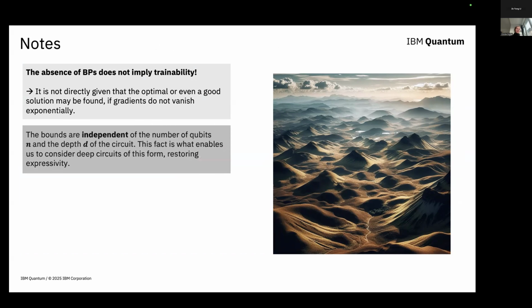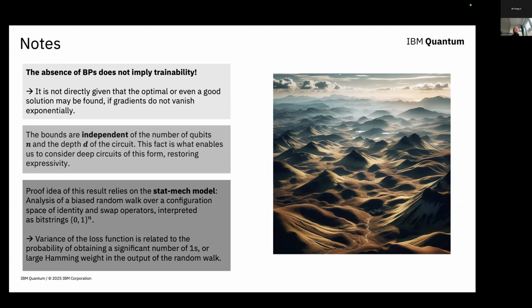The bounds that I've just shown you on the gradient variance are independent of the number of qubits and the actual depth of the circuit, but notably, again, it crucially relies on the locality of the Hamiltonian and this feed-forward distance, hence the placement of our feed-forwards, in the example of reset operations.